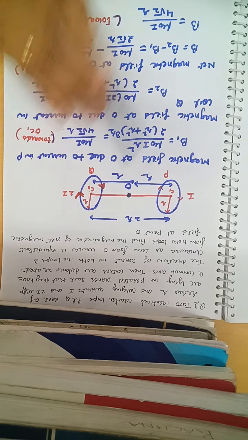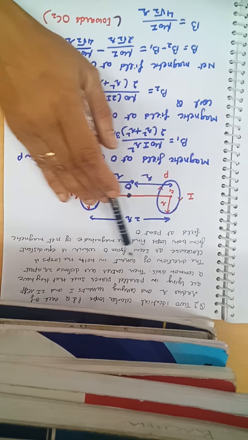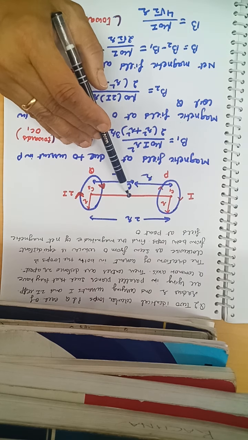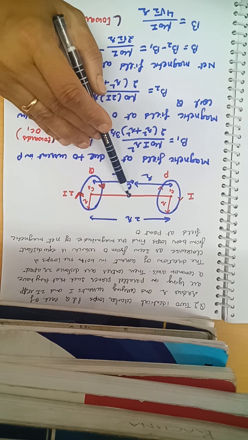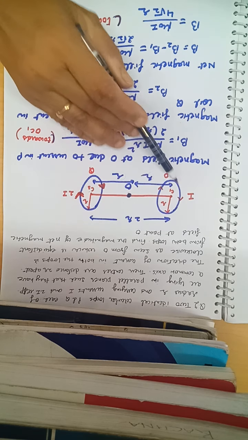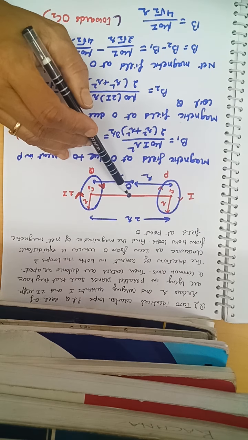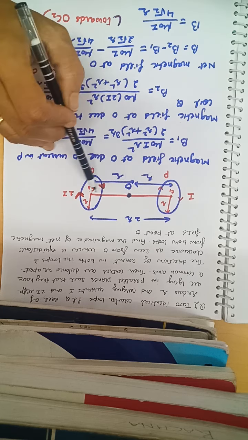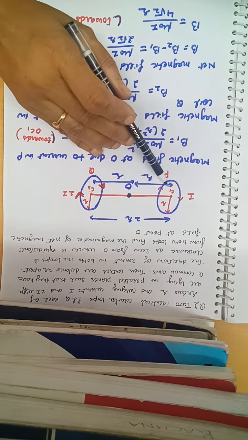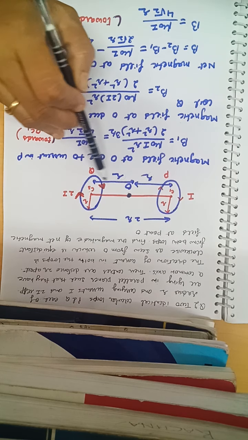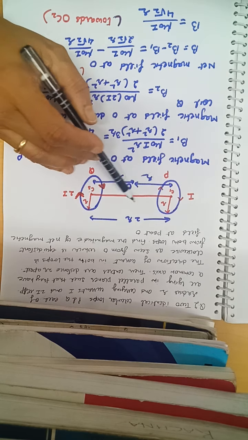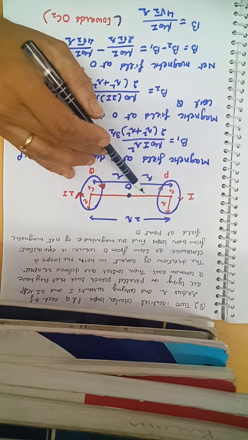This is the 2r. The direction of current in both the loops is clockwise when you see it from the point O. So the direction of current here is clockwise and here also clockwise when you are observing from O, which is equidistant from both the loops, at a distance r from the center here and at a distance r from the center here. You have to find the net magnetic field at the point O.